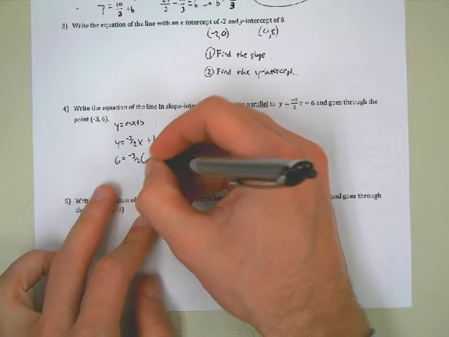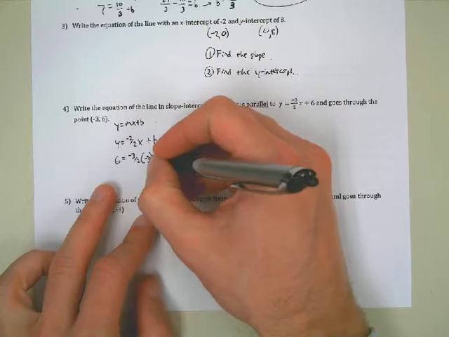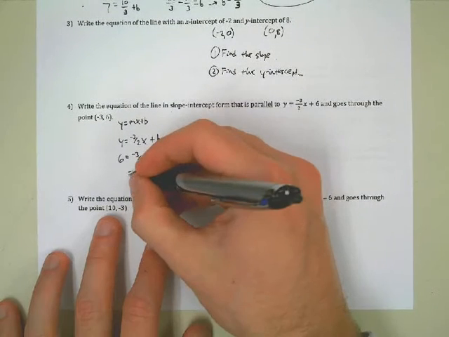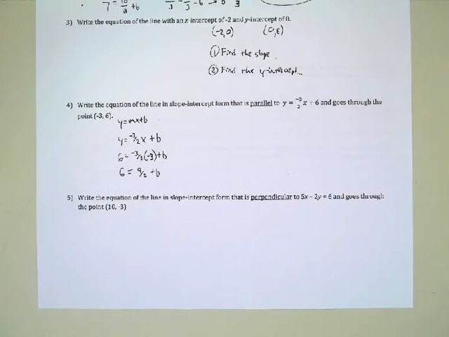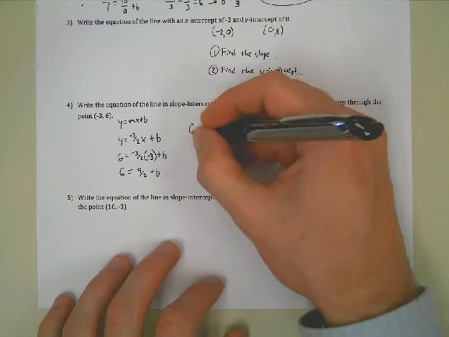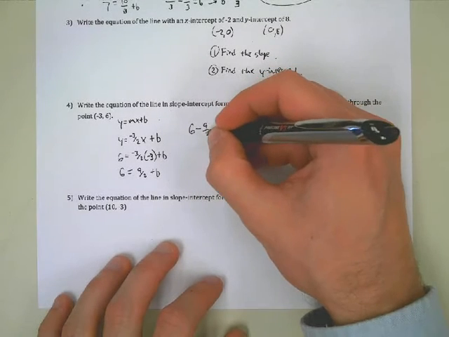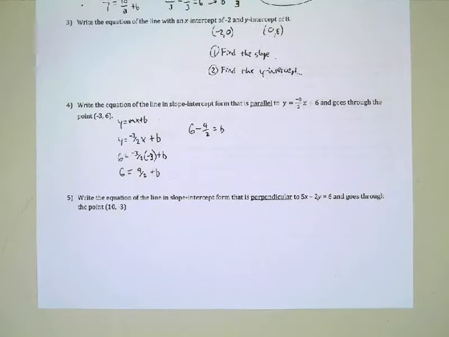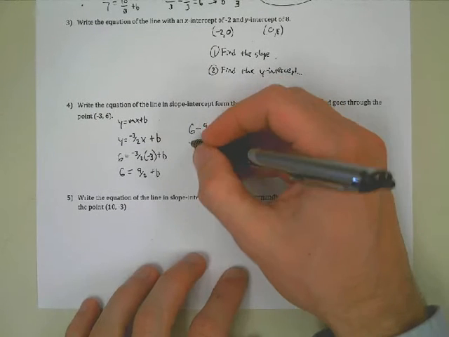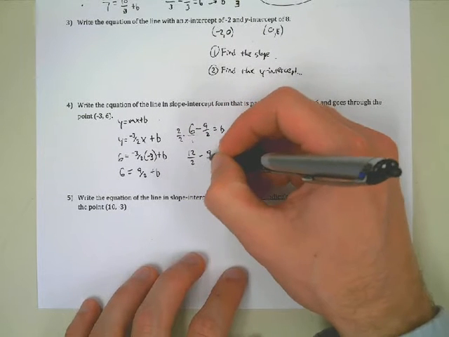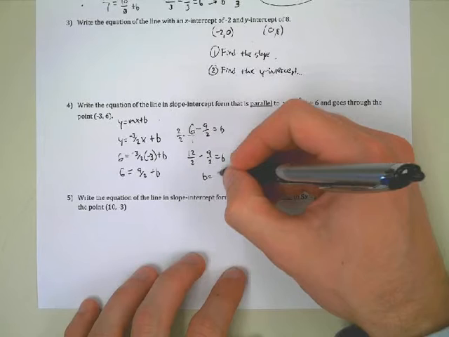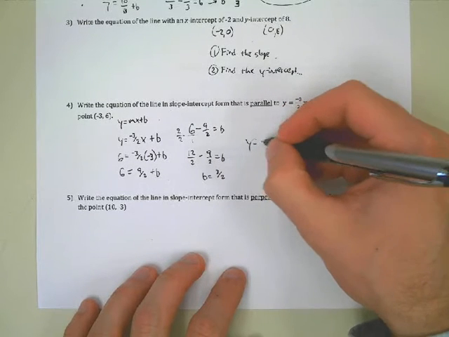Okay. And so we get 9 halves plus b is equal to 6. Okay, we'll subtract 9 halves from both sides. So 6 minus 9 halves is equal to b. Well, again, we need a common denominator here. What's our common denominator going to be this time? 2. That's right. So 6 over 1, if I multiply that by 2 over 2, becomes 12 over 2 minus 9 over 2 is equal to b. And so this is 3 halves. And so I get y equals negative 3 halves x plus positive 3 halves.